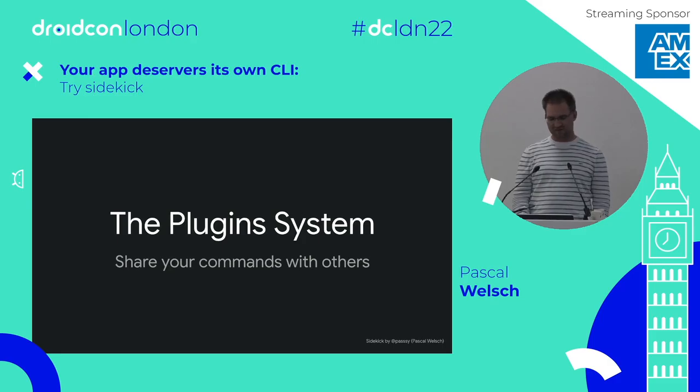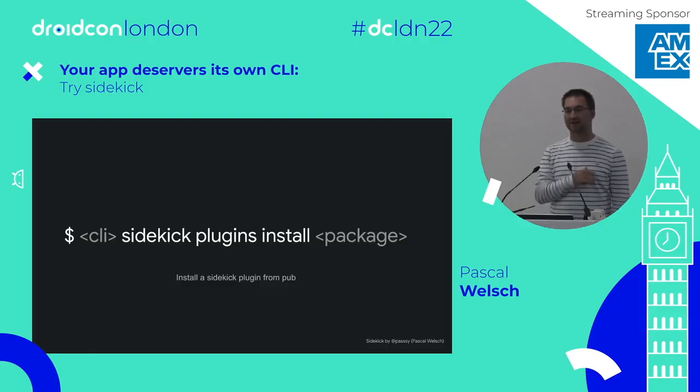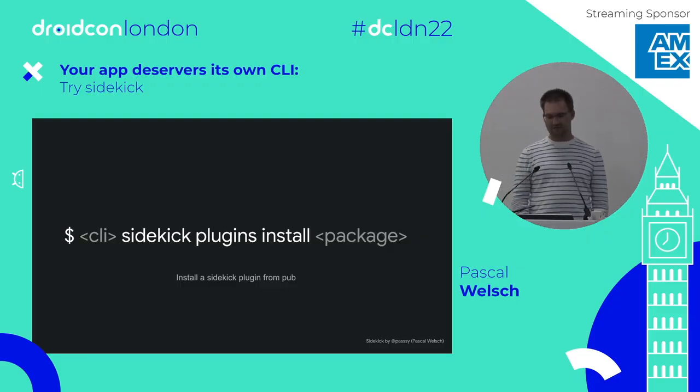That's why we spent the last 2 months basically to get the plugin system ready, and I'm happy to announce that it's now shipped and you can use it. There are no plugins out there besides from us, but I'm very happy if people are actually building plugins, because it's really cool how the system works. What you call is, you call your CLI sidekick plugin install and place there the package name from pub, basically.